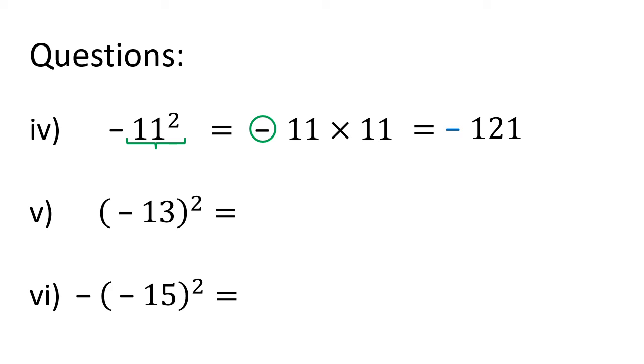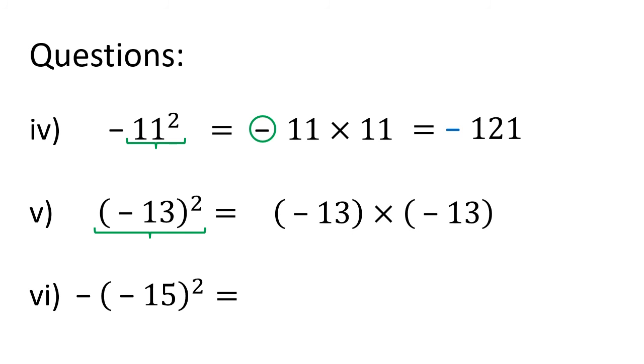The fifth question is brackets negative 13 squared. In this case, the square affects the whole bracket. So brackets negative 13 squared is equal to bracket negative 13 times bracket negative 13. Now there are 2 negative signs, so the answer will have the sign positive, and the amount is 13 times 13, which is 169. So the answer is positive 169 or just 169.